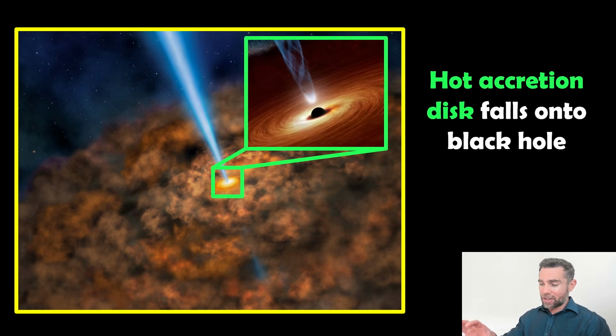And what typically happens with these when they're active is you have this hot accretion disk, and it is gradually falling onto the black hole, and that's what powers them basically.